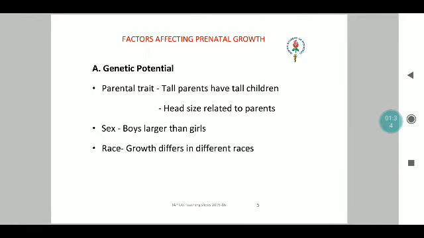Prenatally, genetic potential is determined by the parental trait. Tall parents do tend to have tall children, and head size and macrosomia are common in families. Microsomia is also common in families. It runs in families. It is a purely genetic trait.